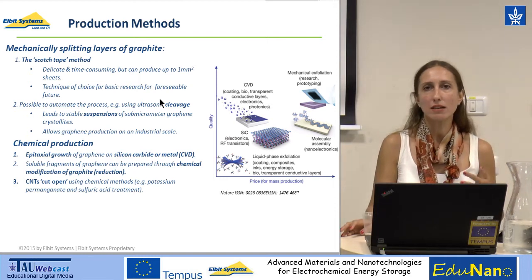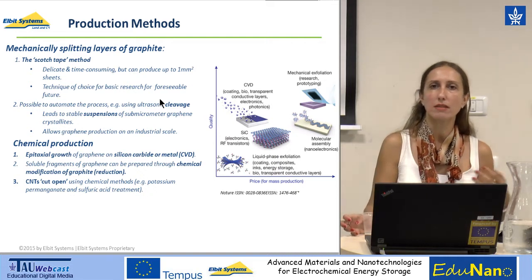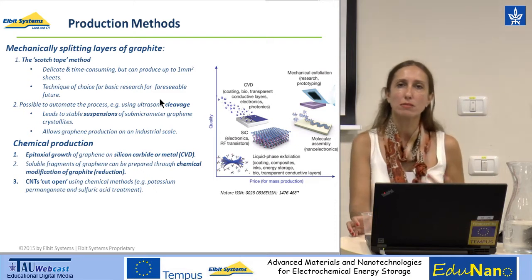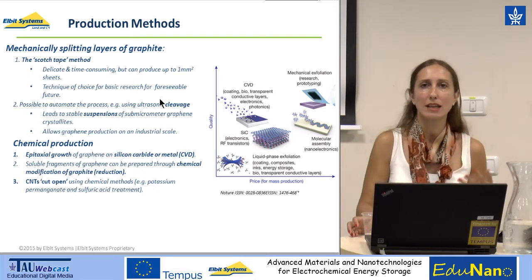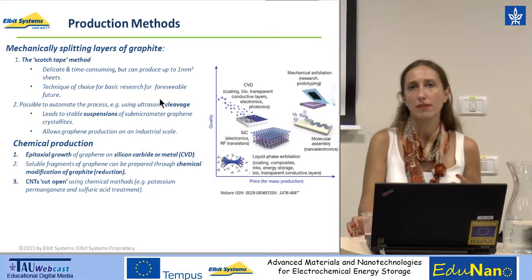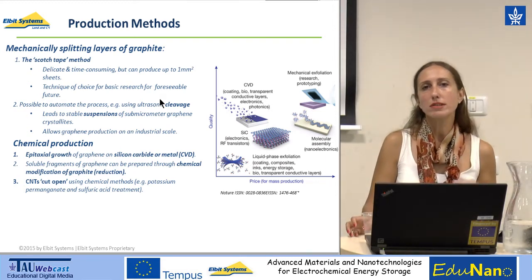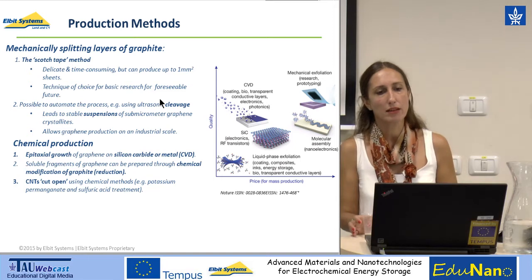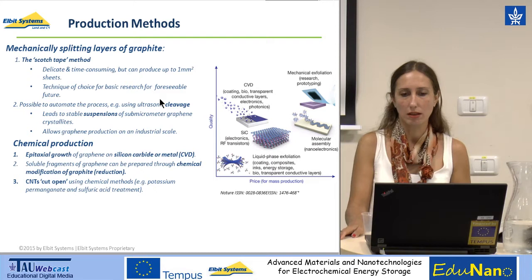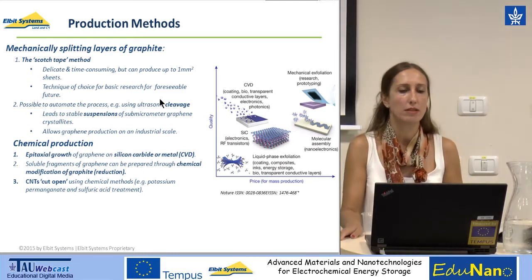One uses a mechanical approach, and the other one uses a chemical approach. So when we talk about the mechanical approach, we talk about the mechanical exfoliation, or mechanically splitting layers of graphite into fabrication of monolayers of graphene. The most notable method is the Scotch tape method, and this is actually the method that Geim and Novoselov used in order to attain the graphene layers that gave them their Nobel Prize.